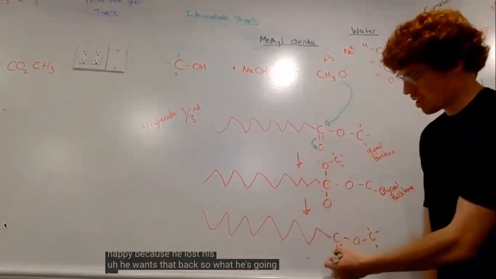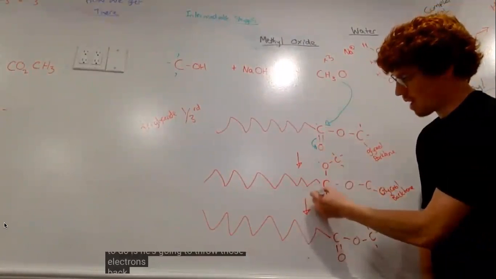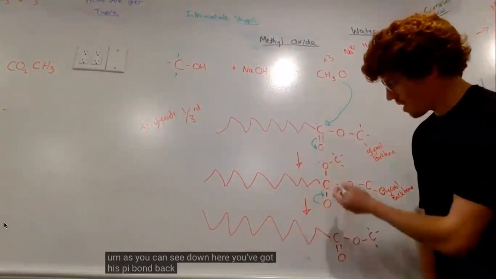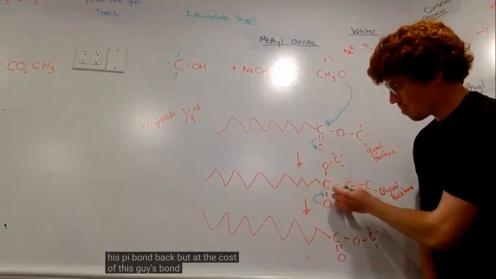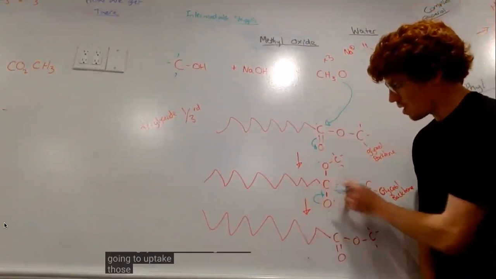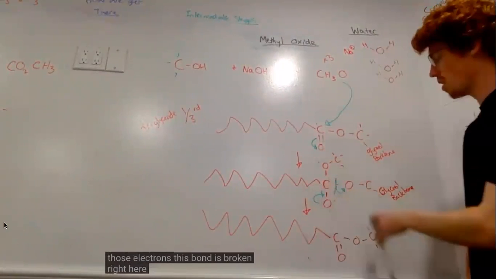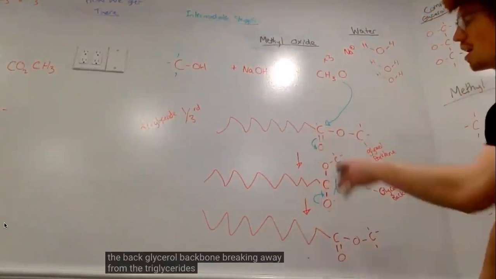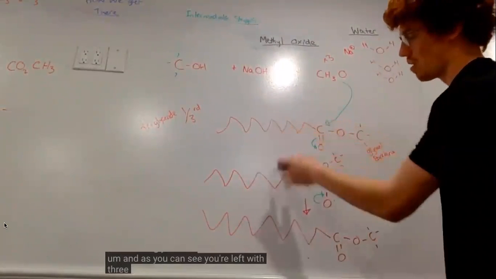He wants that back. So what he's going to do is throw those electrons back on top of that single bond, creating a pi bond. As you can see down here, he got his pi bond back, but at the cost of this guy's bond breaking. So he's going to uptake those electrons. This bond is broken right here, and that's how you get the glycerol backbone breaking away from the triglycerides. And as you can see, you're left with 3 fatty acids.